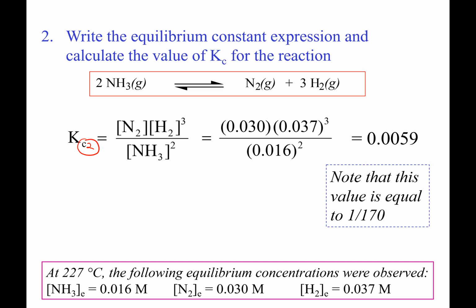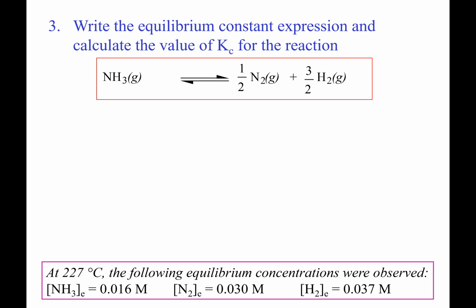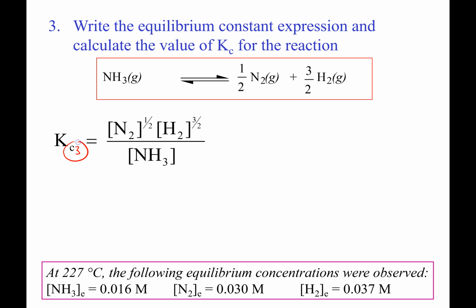The last one actually looks like it takes 1/2 of this right here. So we can write the equilibrium constant expression for our Kc3. I know it feels weird to take things to the 3/2 and 1/2 power. So substituting in the quantities, this is what we come up with: 0.030 raised to the 1/2 power times 0.037 raised to the 3/2 power, divided by 0.016 raised to the first power.